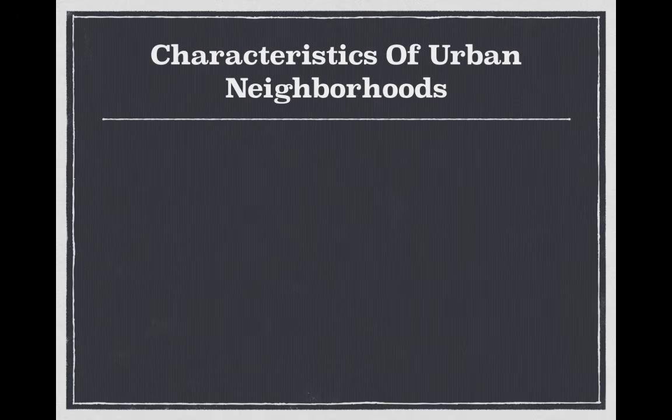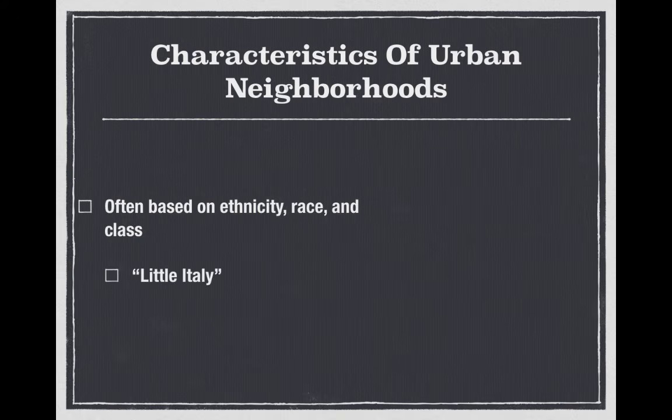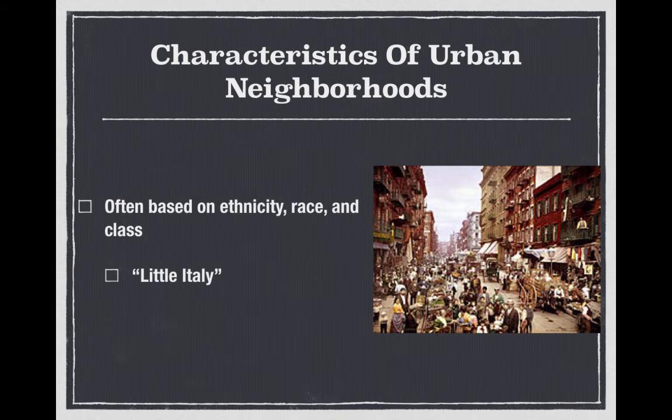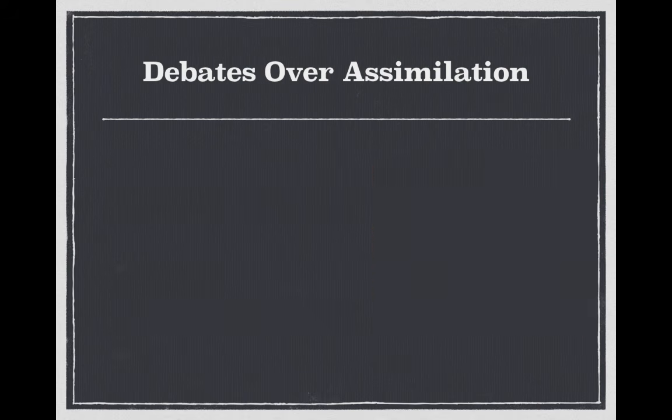So with all these people moving to urban neighborhoods, there are certain characteristics that develop. And often these cities, or parts of these cities, are based on ethnicity, race, and class. People tend to live together with similar demographics. And we see in New York City, for example, Little Italy is made up of people primarily from Italy, Italian immigrants. And these cities provided new cultural opportunities for these immigrants.